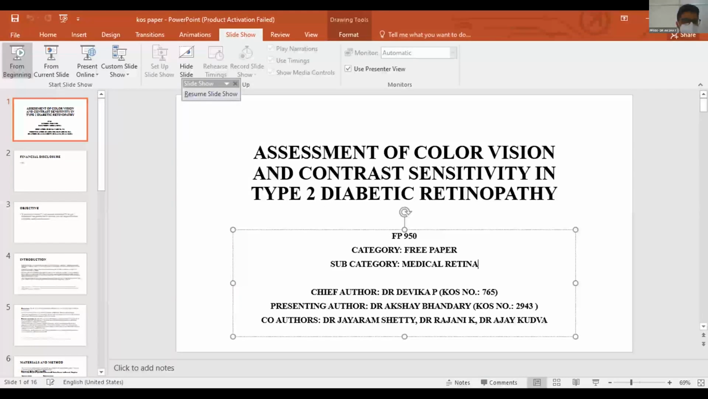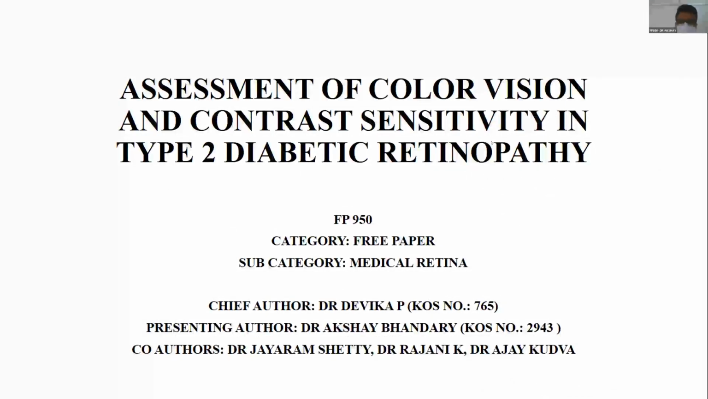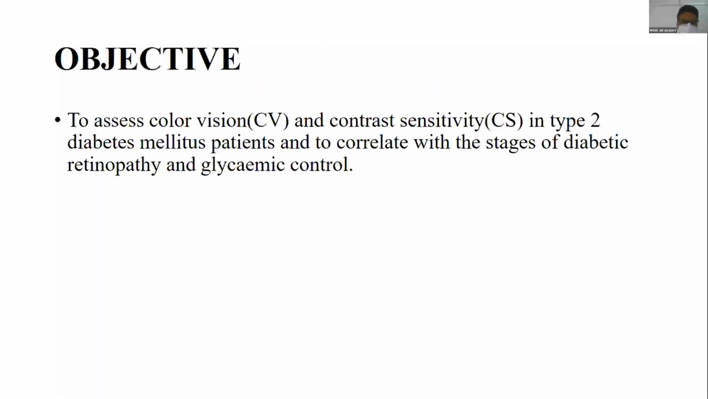My paper topic is assessment of color vision and contrast sensitivity in type 2 diabetes mellitus. My chief author is Dr. Devika P. The financial disclosure is nil. The objective is to assess color vision and contrast sensitivity in type 2 diabetes mellitus patients and to correlate with stages of diabetic retinopathy and glycemic control.